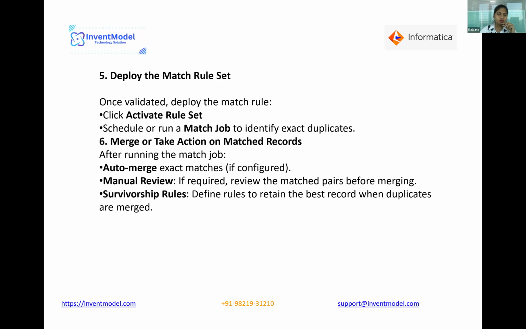After that, we go to the sixth step, where we merge or take action on matched records if we found matches. After running the match job, we have to auto merge the exact matches if they are configured. And then we do the manual review if required. If it is required, then we review the match pairs before the merging. Then we go to the survivor rules. For that, we define the rules to retain the best record when duplicates are merged. So this is the step for the exact match.